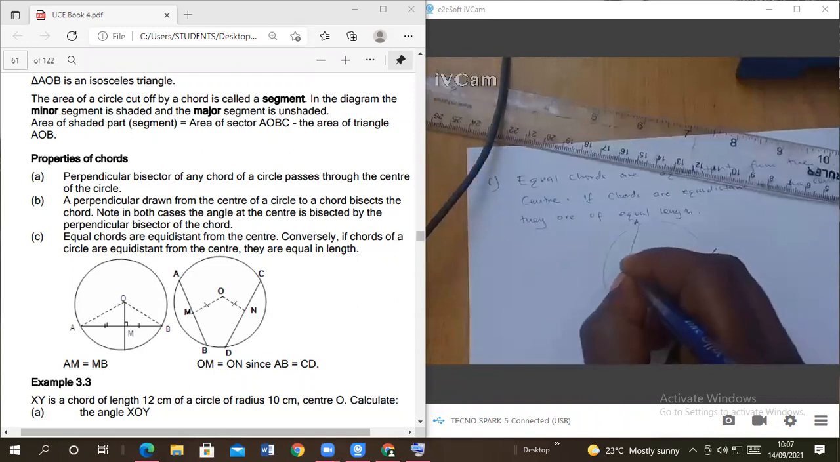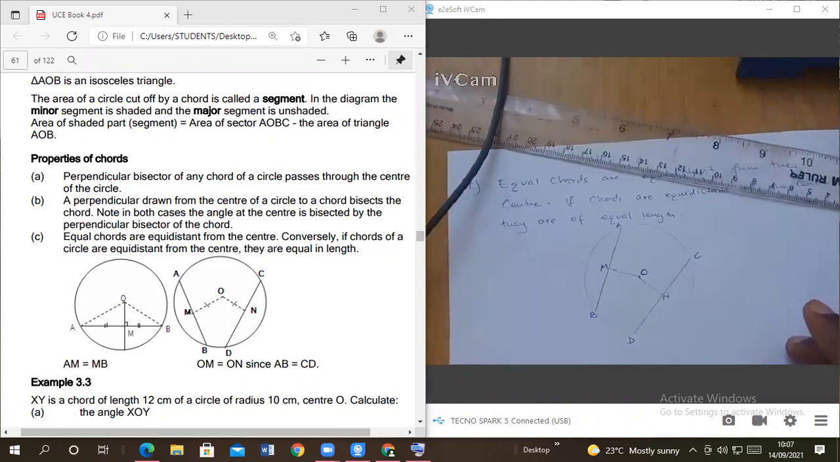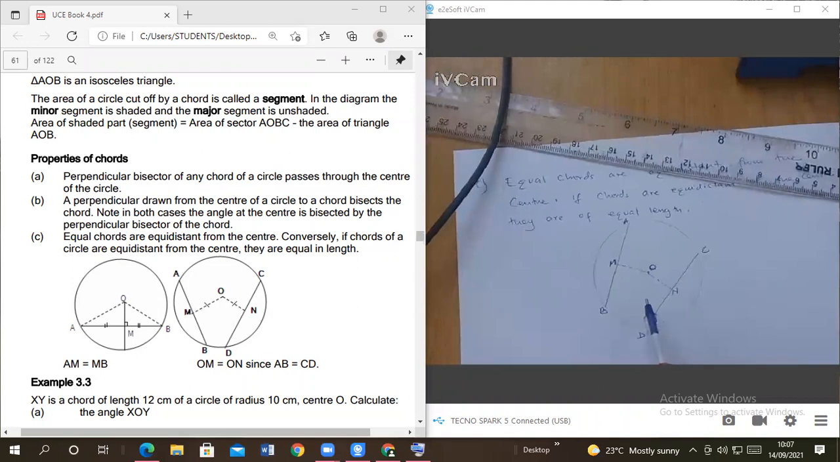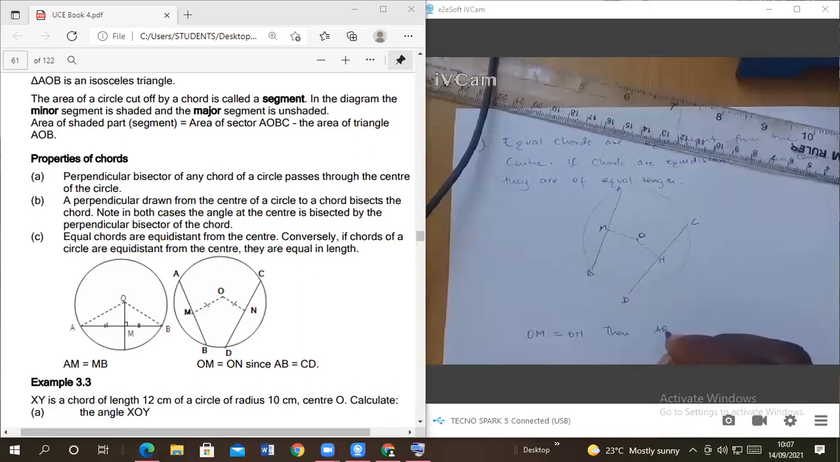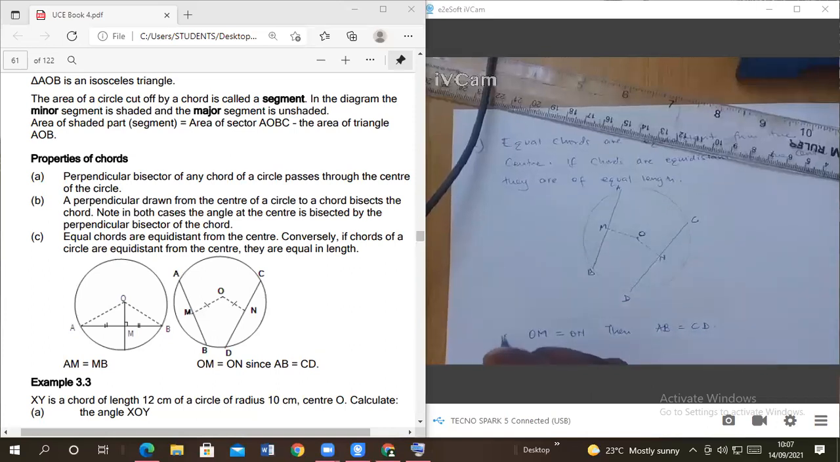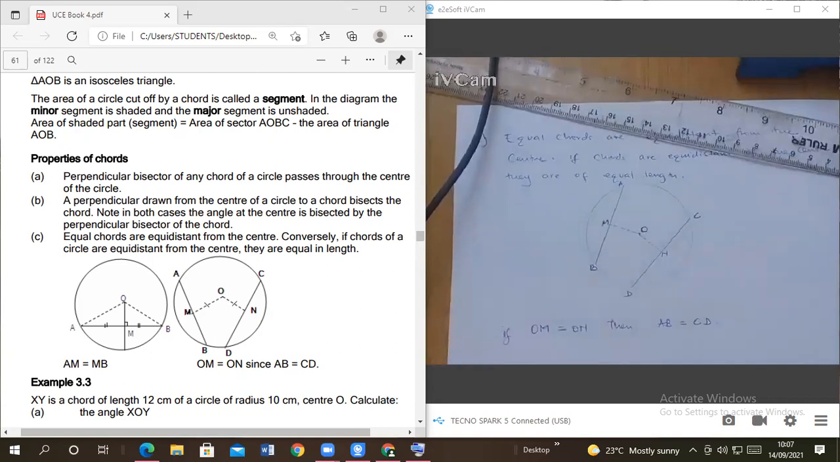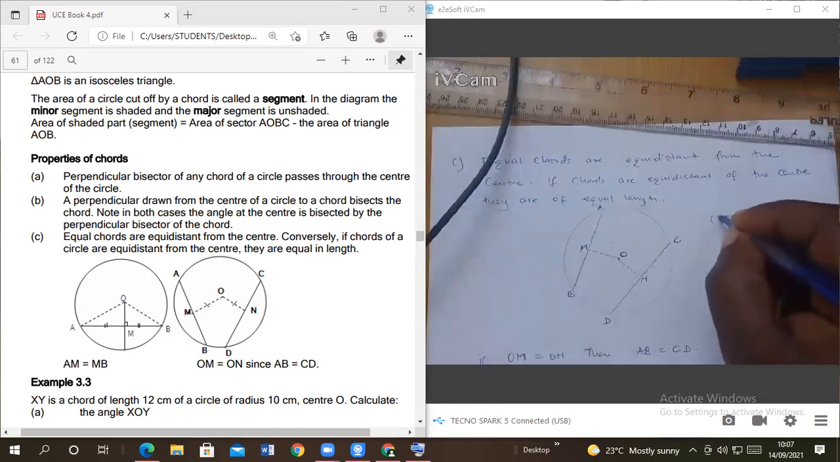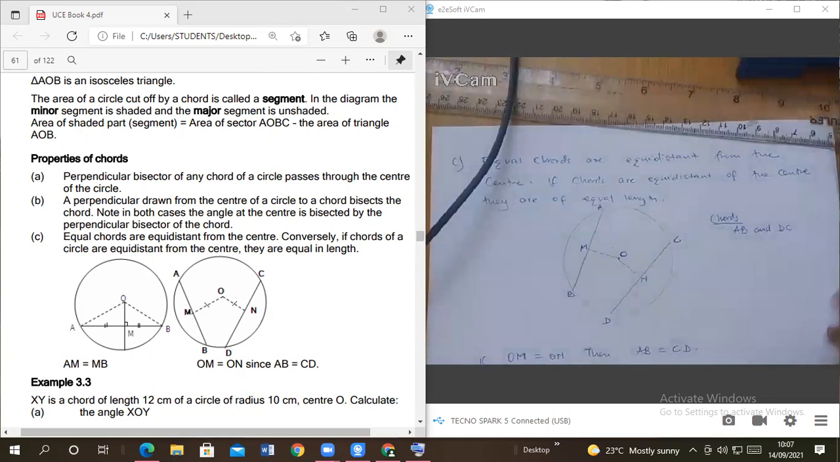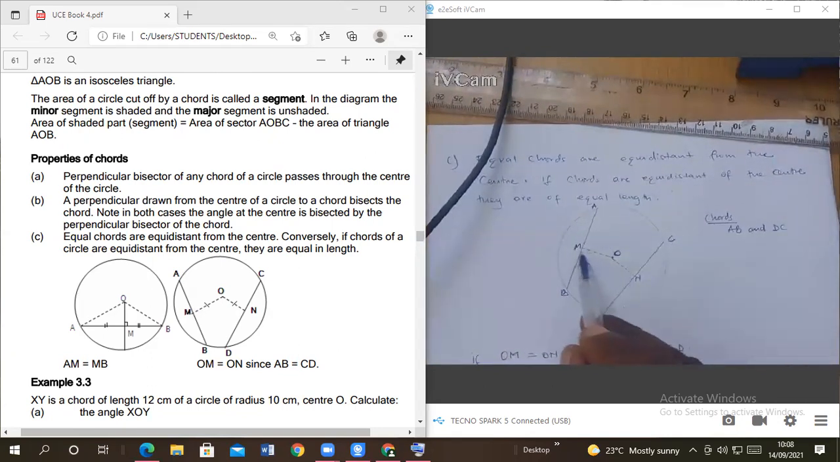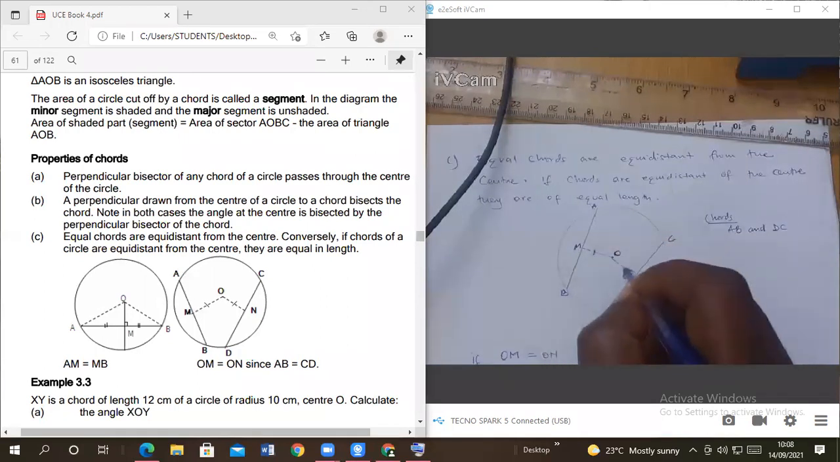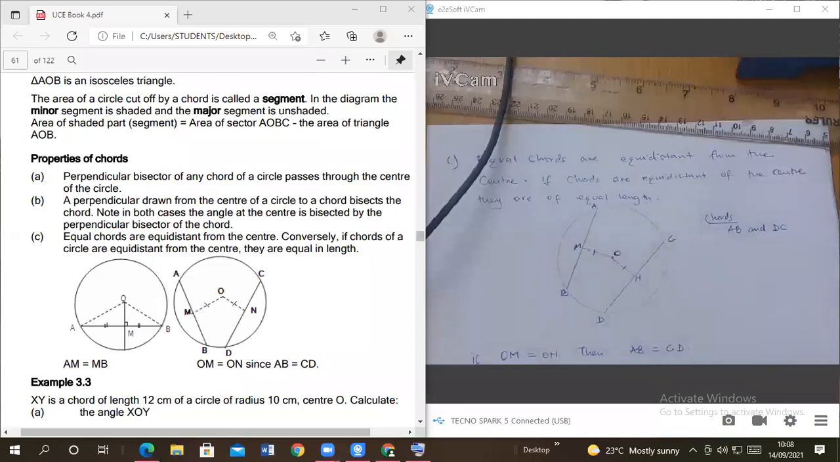Then if this is M and this is N, then what you should know is that if OM equals ON, then it means that also AB equals CD. So if they're equidistant, then they are also equal. Then those two chords are also equal. So what are the chords that we have? We have two chords. We have AB and this. So those are the two chords that we have. And these other lines, OM and ON, they are equal, meaning that if they are equal, also the chords are equal to one another.